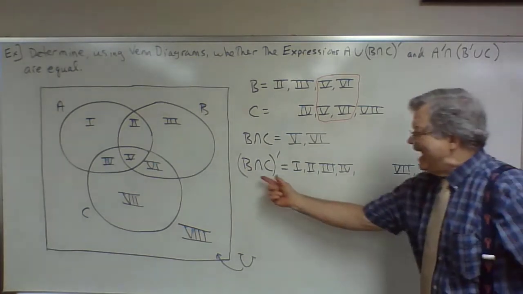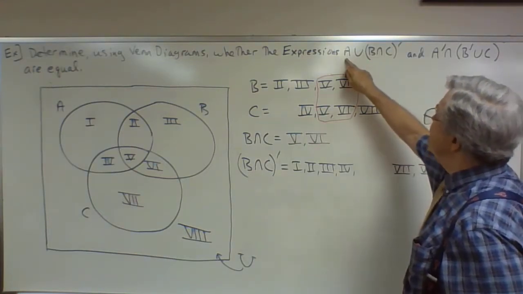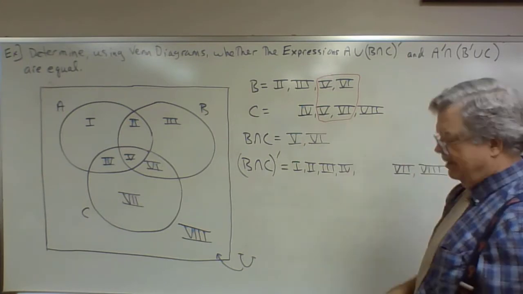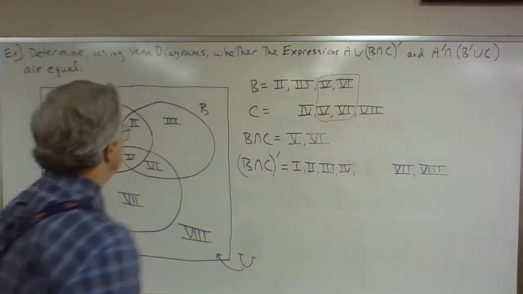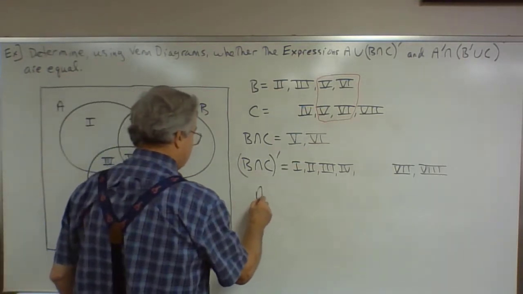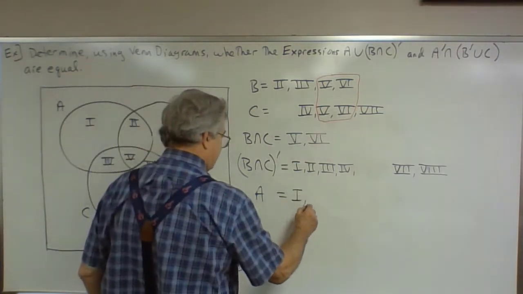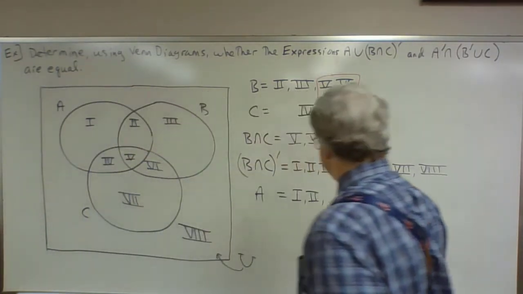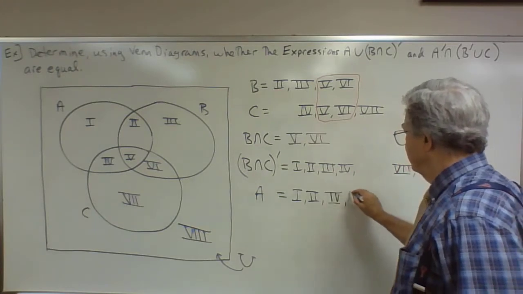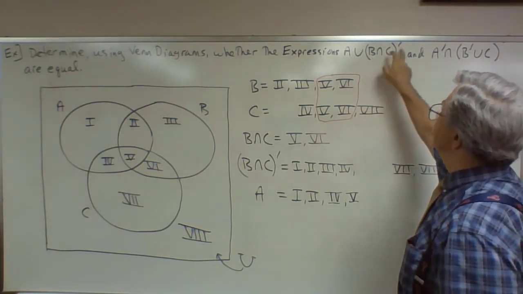Now that I've done the nasty part, figured out what this is, I'm going to do the union of A and B intersect C complement. So first, I'll write down the regions of A. And A comprises regions 1, 2, 4, 5. Now I can do A union B intersect C complement.